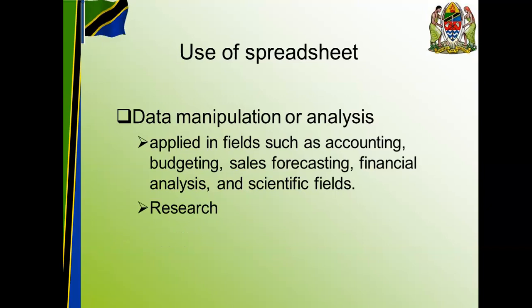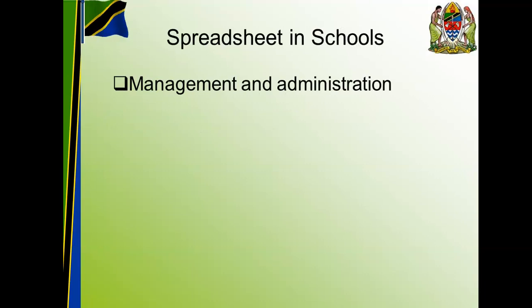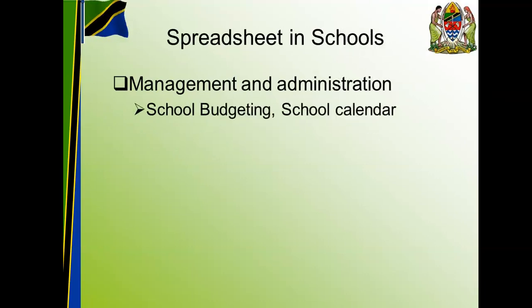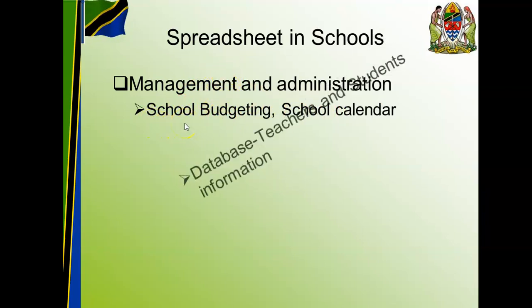Also research. Also in management and administration, you can design different forms in Excel. For example, school budget, school calendar. You can design a school calendar by using Excel, because there are different rows and columns. So you can use different columns and rows to design a school calendar, or you can use spreadsheet in school budgeting.